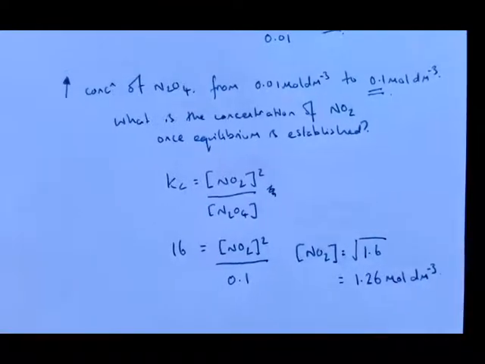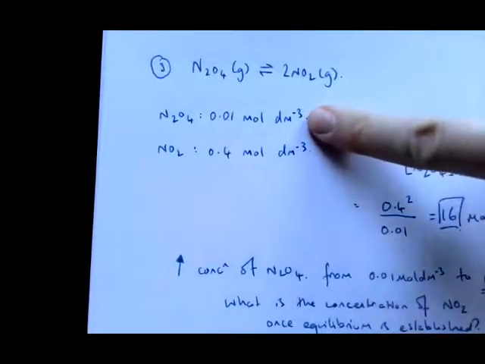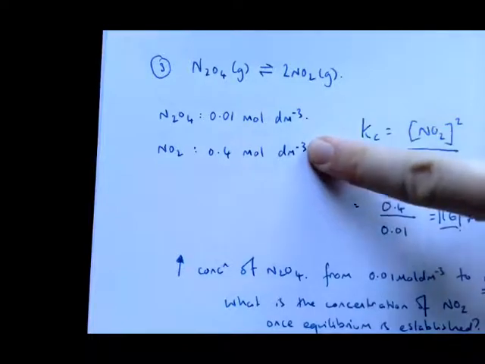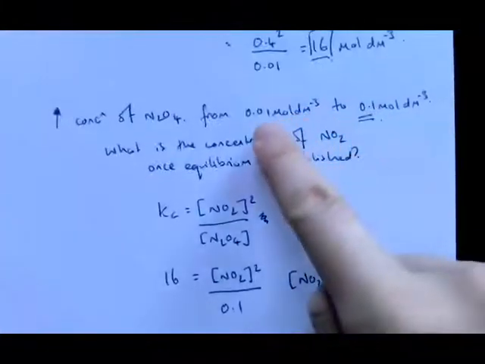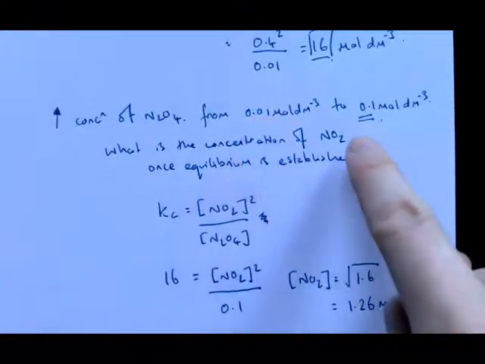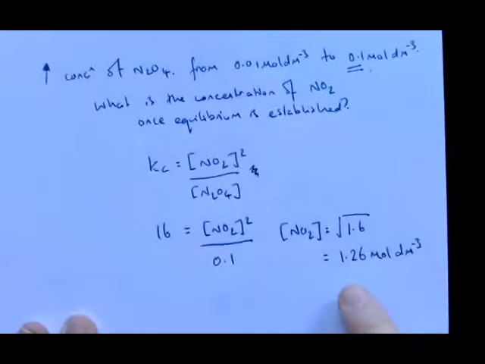So you can see that when I had 0.01 moles per decimeter cubed of N2O4, I had 0.4 of NO2. All right. Then I increased N2O4 from 0.01 to 0.1, and I've increased my NO2 up. So you can see that even though the equilibrium constant stays the same, it means that if you change the concentration of one of the reactants or products, it will change the concentration of the other one as well. Okay.